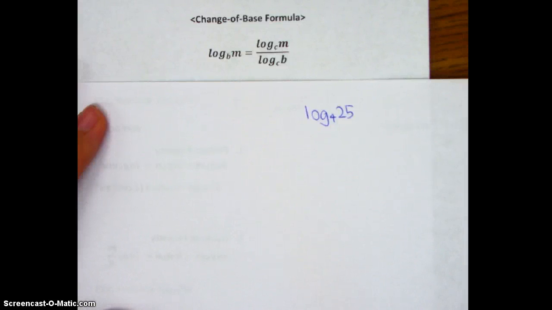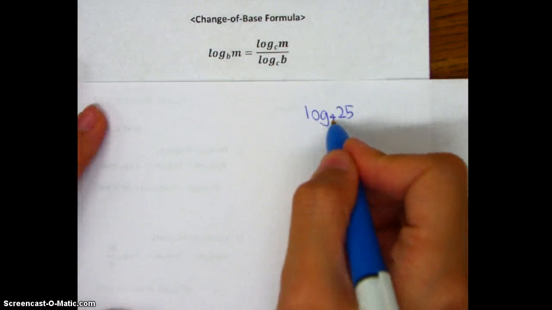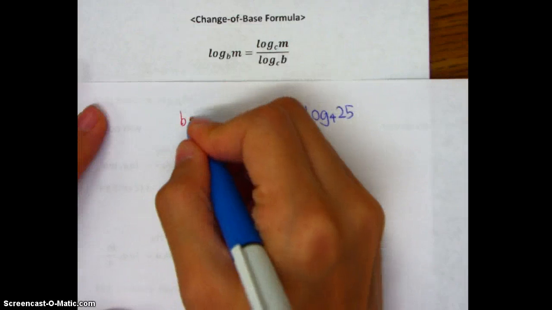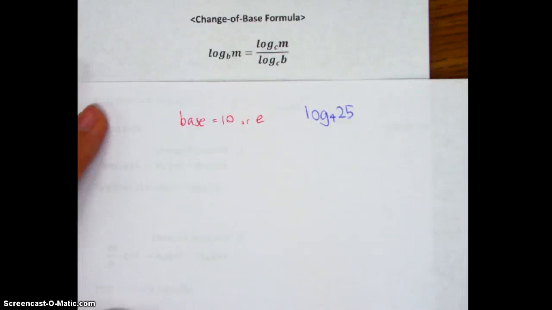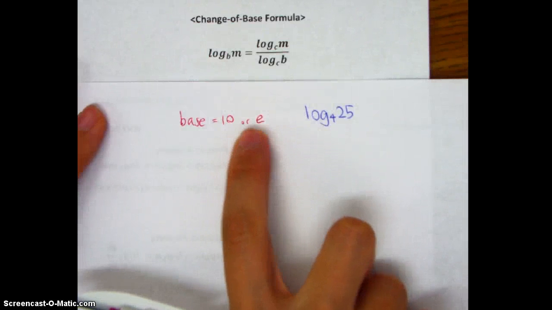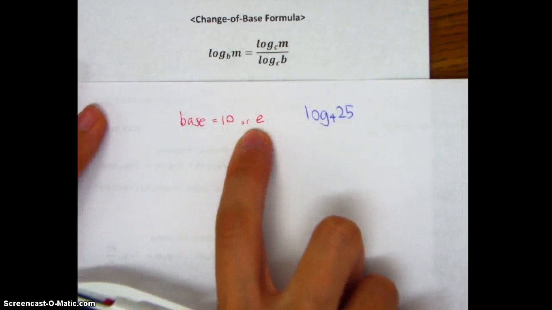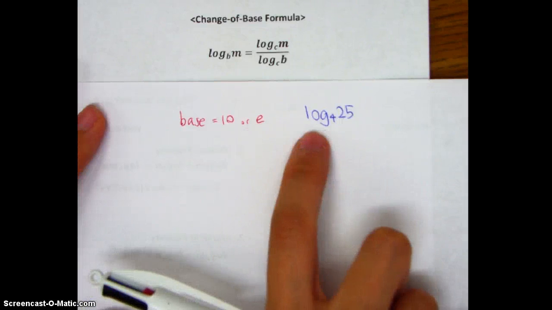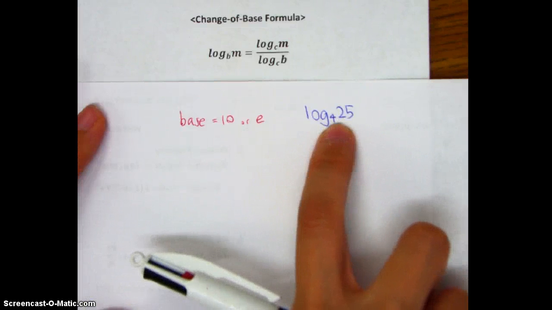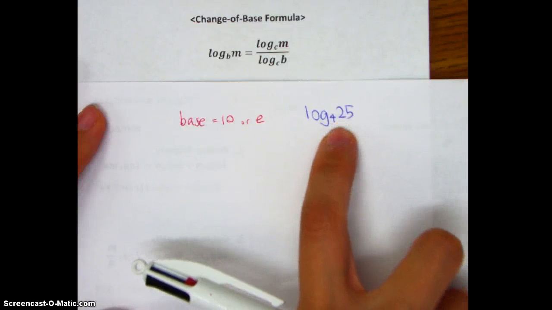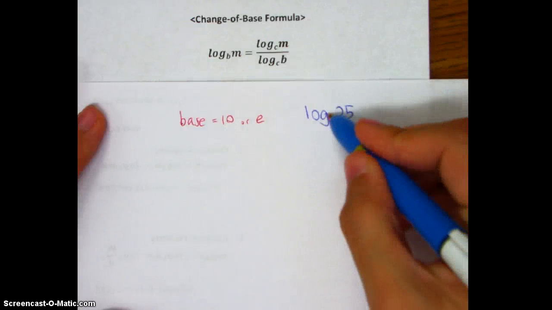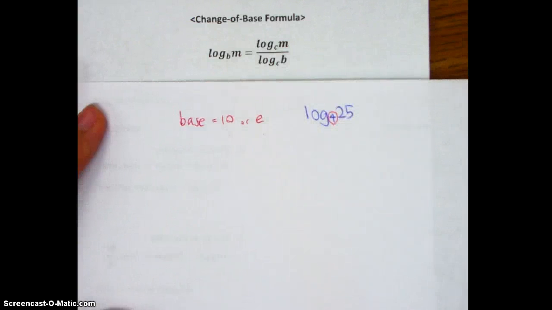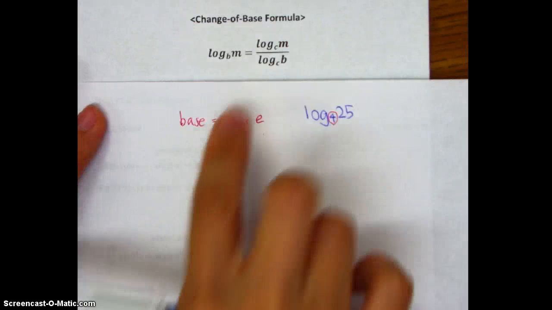But the problem is that in our calculator, we can only get the value of logarithm when the base is 10 or the number e. You know the number e, the irrational number. So these are the only two bases that we can get the approximation of. So certain kinds of logarithm we cannot just directly type into our calculator. For those cases, we need to change the base 4 into either 10 or e. That's why we need a change of base formula.